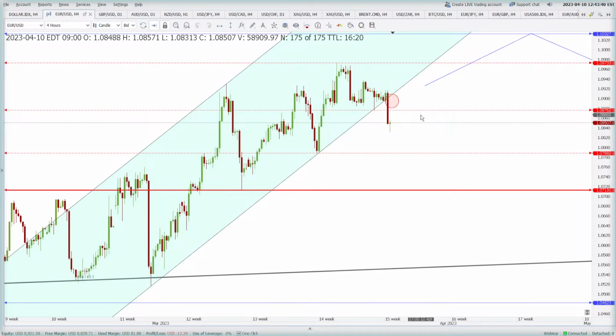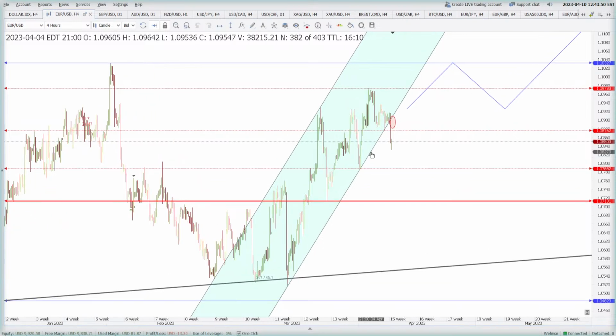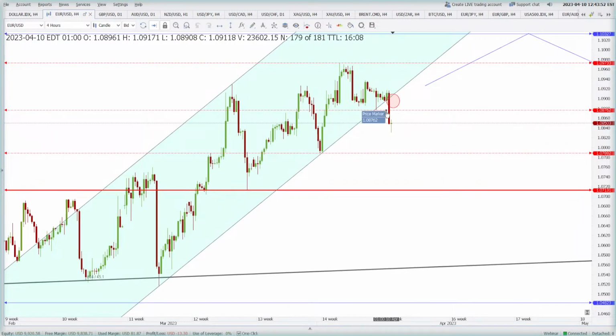Why have I marked 1.0876? I have forgotten for some reason, but anyway, this is an important level. The price has gone below it, so now it should act as a resistance. If I have marked it, it must be important. Why did I mark this level? Because this was the lowest low that the price had made before. But this is not the level that I was looking for.